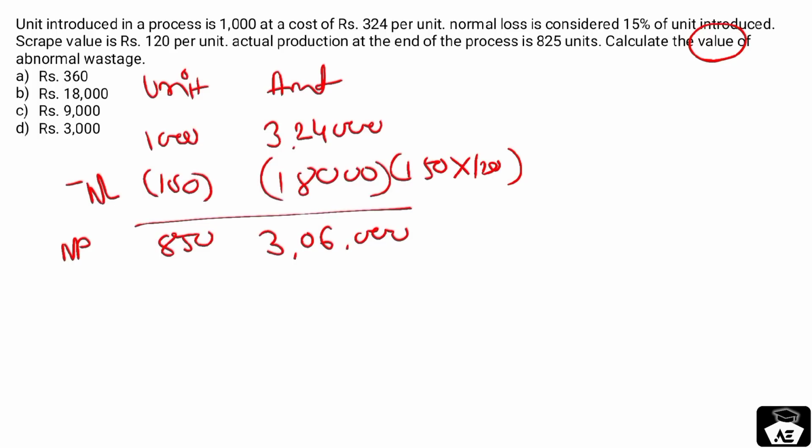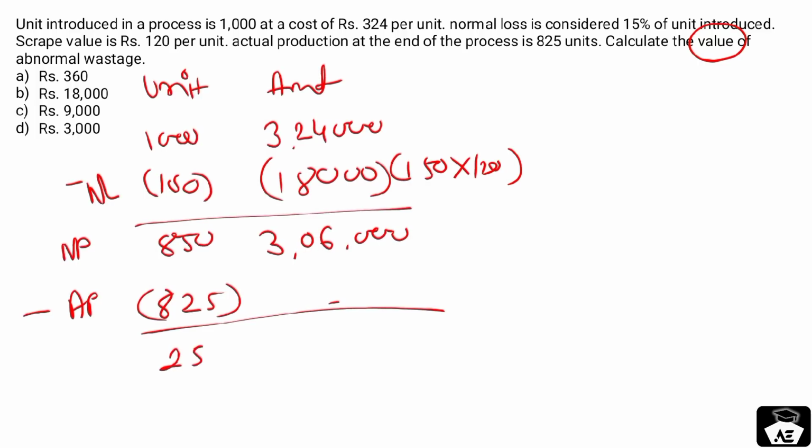Now less your actual production. Your actual production in units is 8,825. So if you see, your actual production is lower than your expected, that is, your actual production is less than the normal production. So there is a difference of 25 units. So this is your loss, abnormal loss. This is in units. You need to find the value of it.